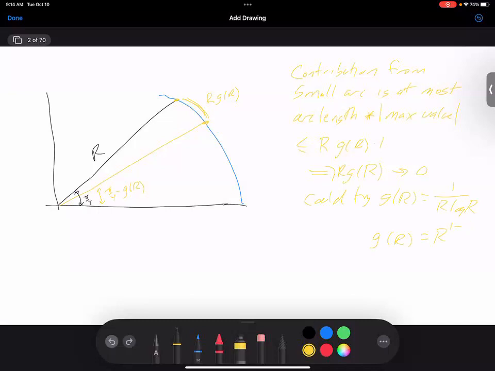I'm sorry, you write it this way, as 1 over r to the 1 plus eta. Any of those would work. Those are the two natural choices. Which do you think is a better choice? 1 over r log r or 1 over r to the 1 plus eta?